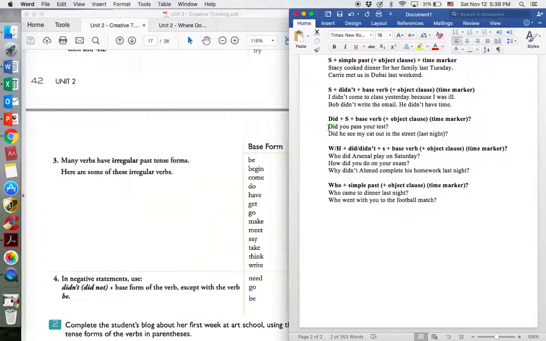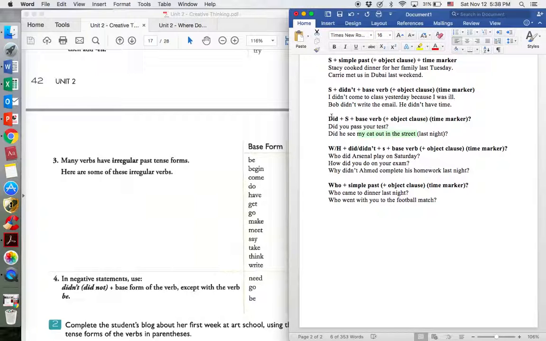Again, this is the past tense, subject, keep our base verb here. This is still past tense in the sentence. Your test, object clause. And again, did he see my cat out in the street last night? Did is the past tense, he is the subject, see is our base verb, that's our active verb. This did happen in the past, but we're using did for the past tense. Then my cat out in the street is the object clause with a time marker, optional, last night.